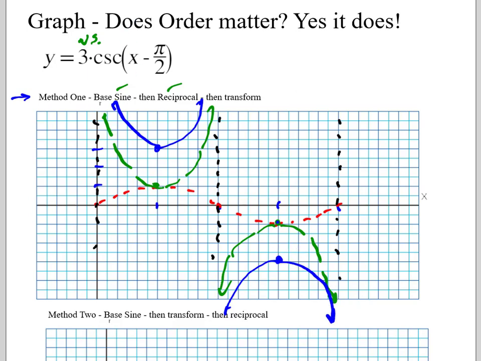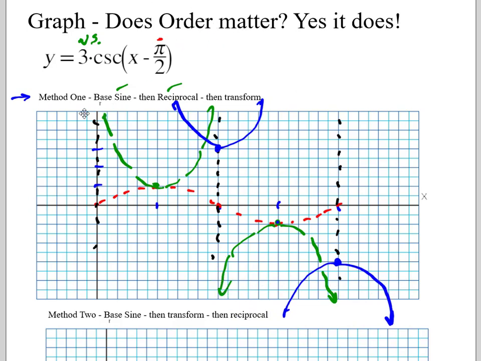And then lastly, we'll do our right 90 degrees. So we're going to pick that whole graph up. Maybe I'll just drag it and see if it goes in one piece. We're going to move right 90 degrees. So we'll move this guy over right 90 degrees. We'll move this guy over right 90 degrees. And that would be my transformed cosecant done in this order right here.